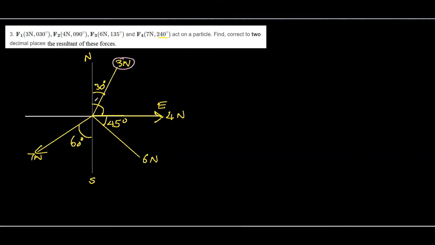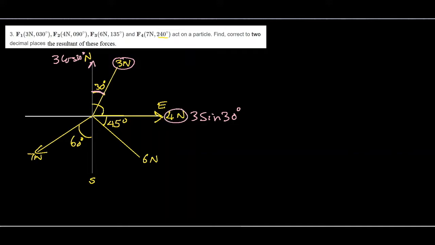Okay, since it is making a 30-degree angle to the north, the component in this direction will be 3 cos 30 degrees. Why cos? Any component that makes an angle with the main force is always cos. And the one in the opposite direction, this component, will be 3 sine 30 degrees.